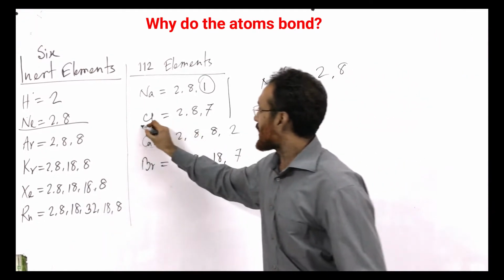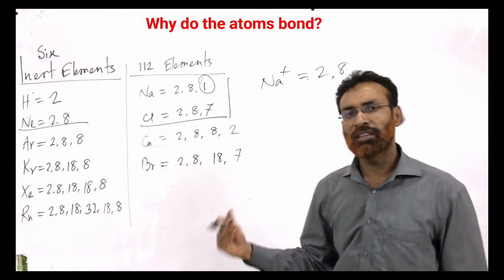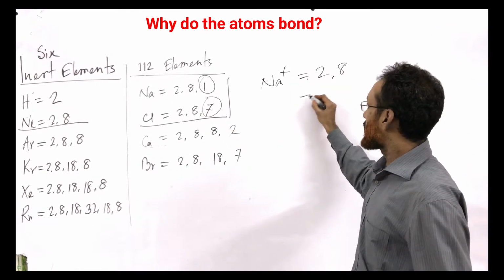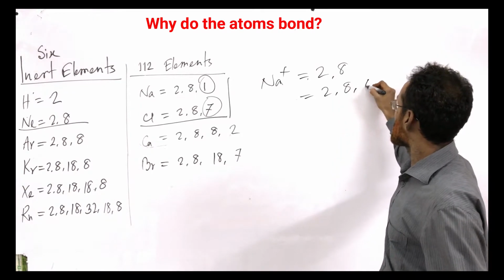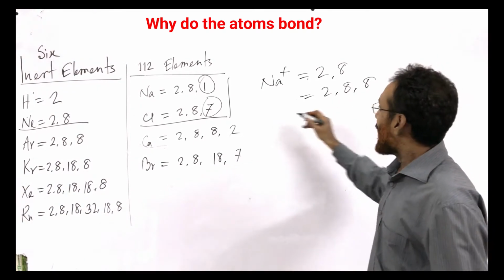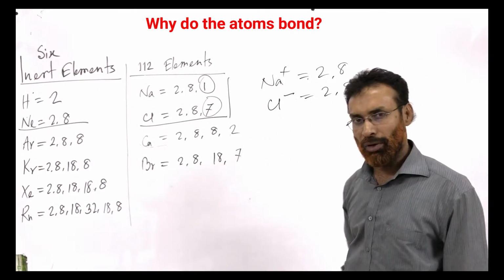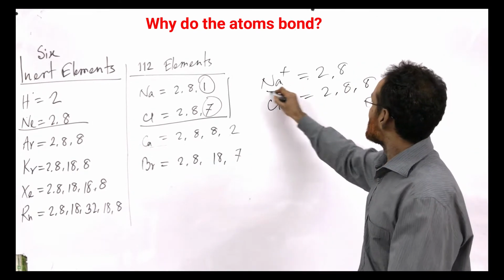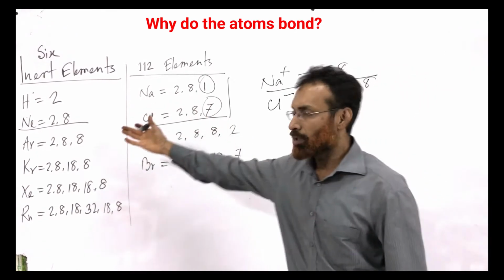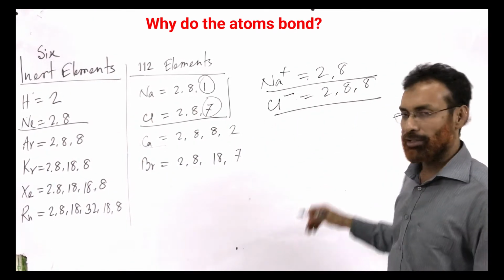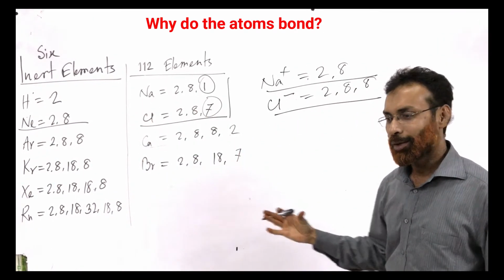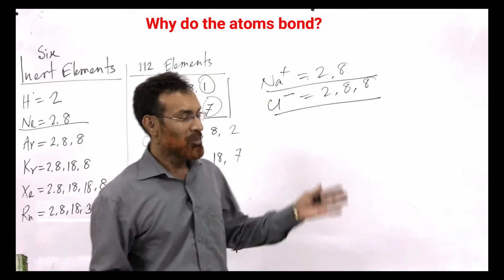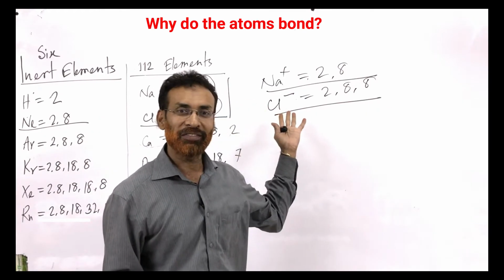The same we get for chlorine. Chlorine has 7 electrons in the outer shell. It gains an electron, and when it gains the electron, the configuration becomes 2,8,8. This is also another change of chlorine. This is the chloride ion. Now see, sodium gets the electron configuration of inert gases, and chloride also gets the electron configuration of inert gases. Look, our topic was why do the atoms bond? They bond to have these electron configurations.